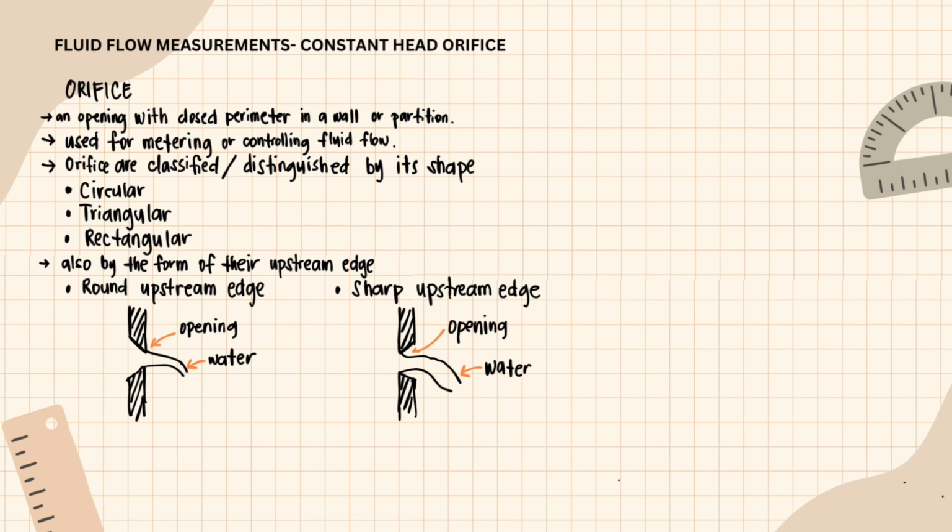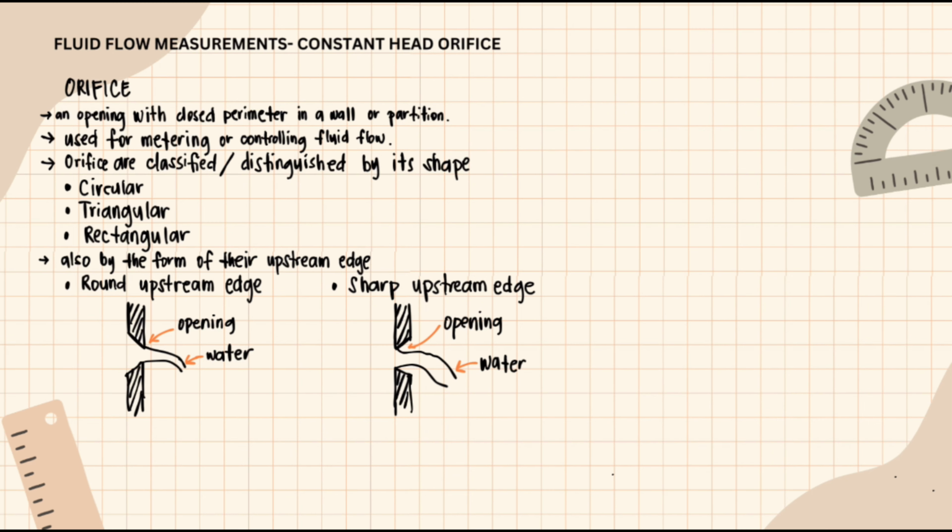So in this video, we're going to talk about orifice. An orifice is an opening with a closed perimeter in a wall or partition. It is used for metering or controlling fluid flow. So in applications, there are times that we need to regulate the fluid that will discharge from our tank.